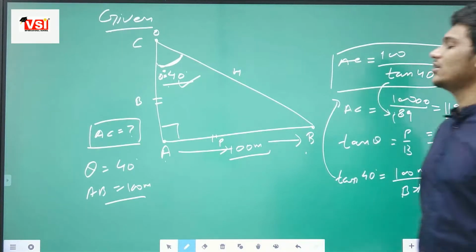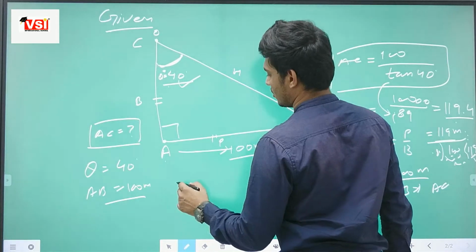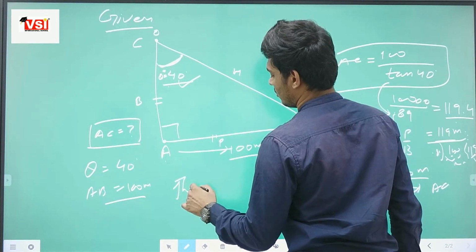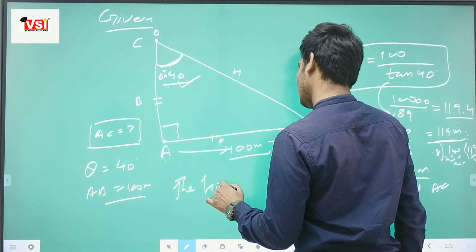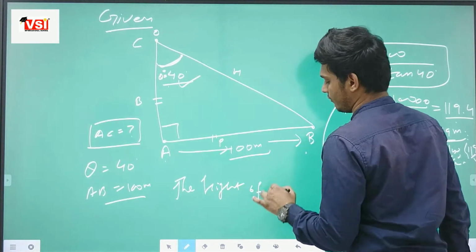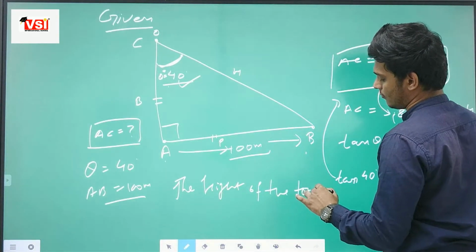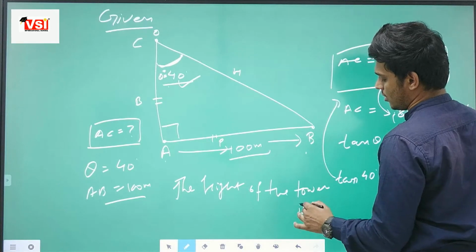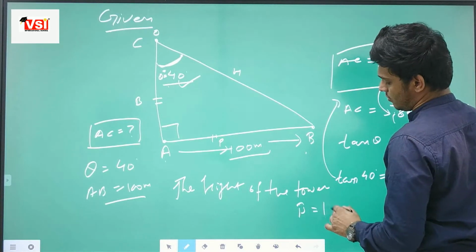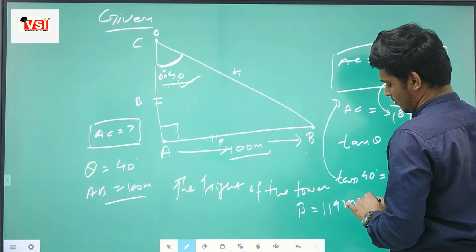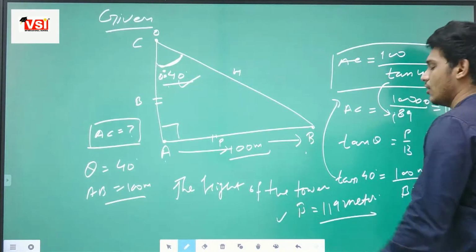So the height of the tower in this given question could be written as the height of the tower is 119 meter. Is it clear to everyone?